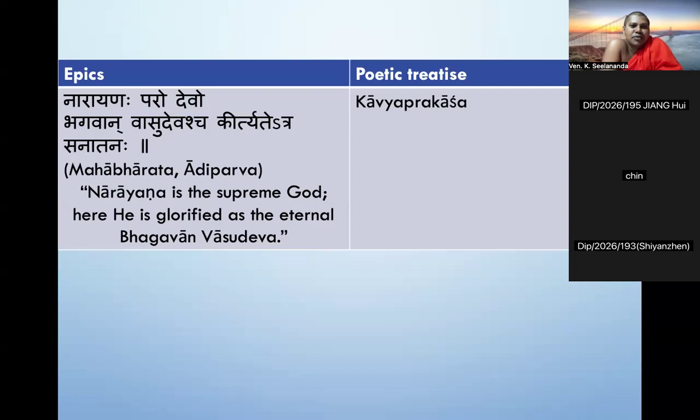Narayana Parodevo, Bhagavan Vasudevascha Kirtyatetra Sanatanaha. Narayana is the supreme God. Bhagavan Vasudeva is glorified here as eternal. He means the Narayana, no? Narayana.